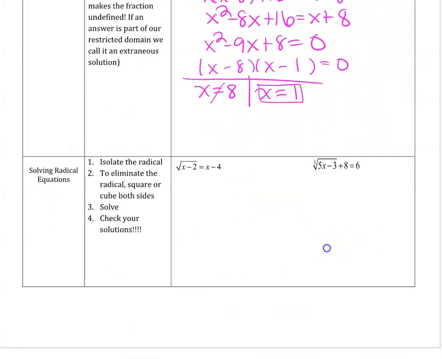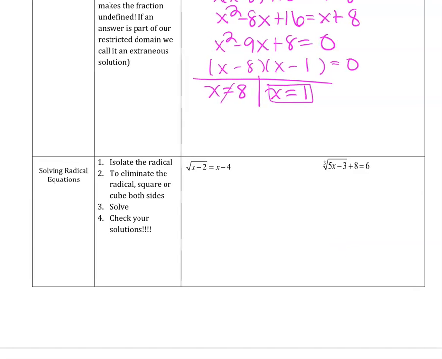We also put some radical equations in this unit. So in order to solve radical equations, you want to isolate the radical first, and then square, cube both sides, whatever the inverse is of what you got. And then again, make sure you check your solutions. So this first example here, I already have the radical alone. So I'm going to square both sides. The square will undo the radical. And then the right, when in doubt, write it out.